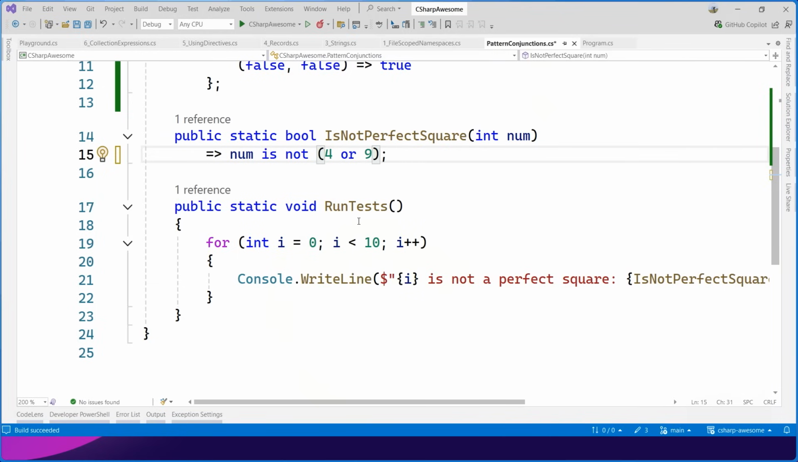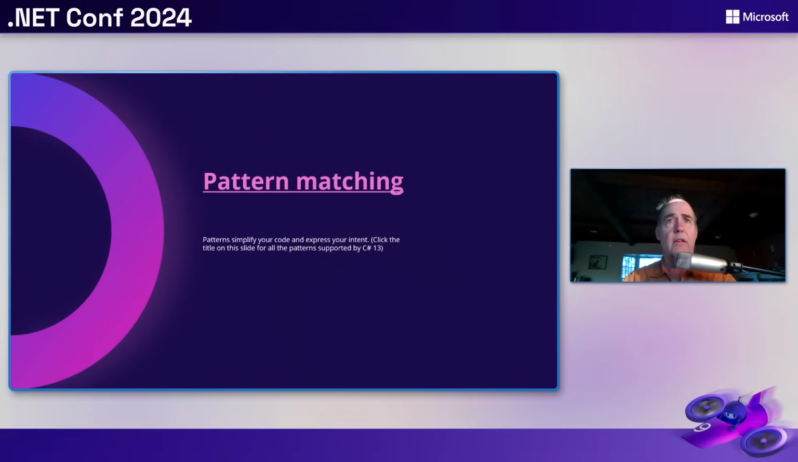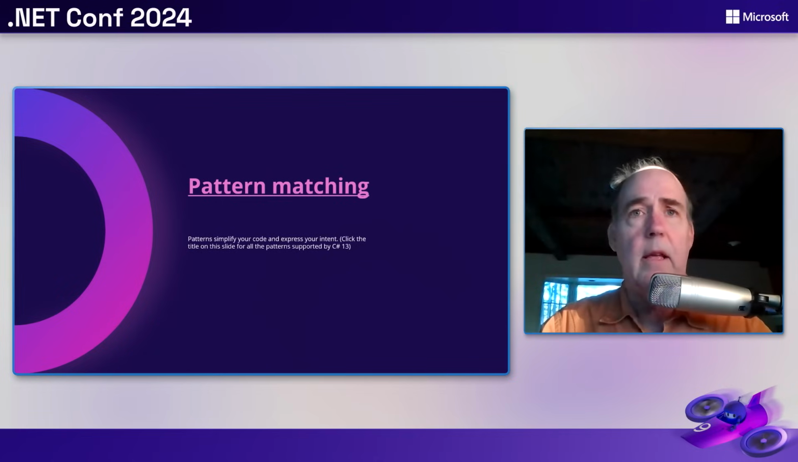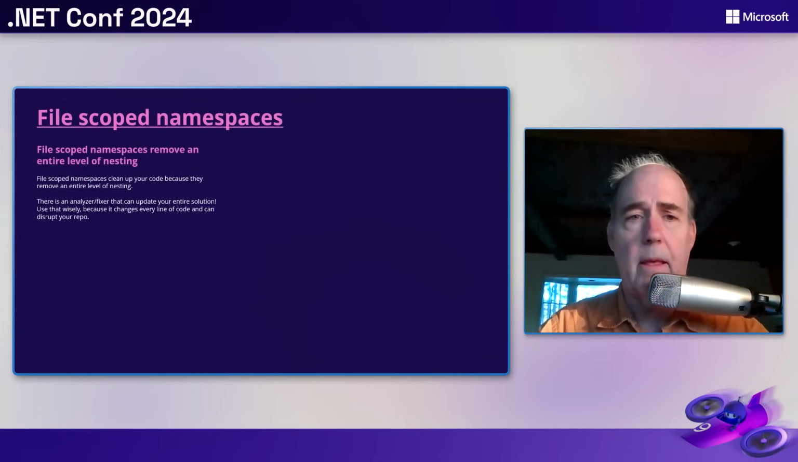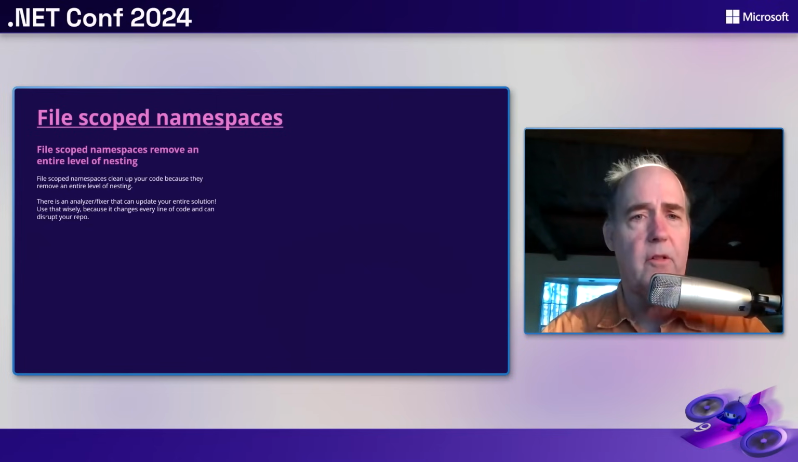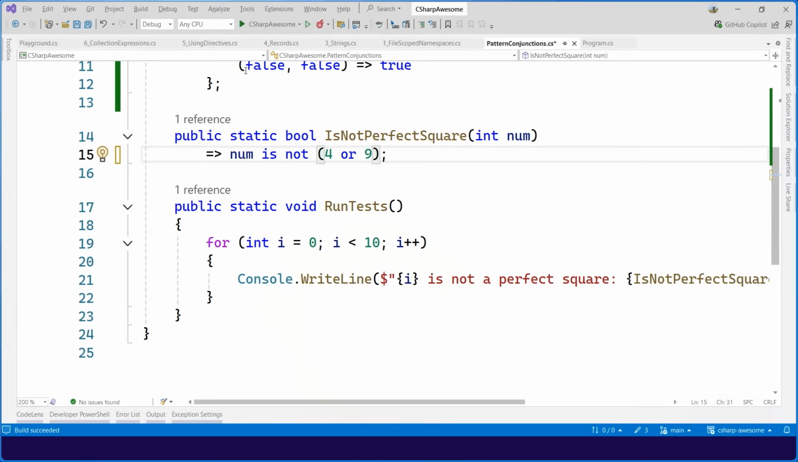So again, pattern matching is a really good way to simplify your code and express the intent of what you were doing. And when the slides come out later, if you click on this link, it will take you to the tutorial that walks through a good half-hour exercise on using pattern matching. Now, one of the things that just makes your code look a little bit better is file-scoped namespaces. That's just going to remove an entire level of nesting for you.